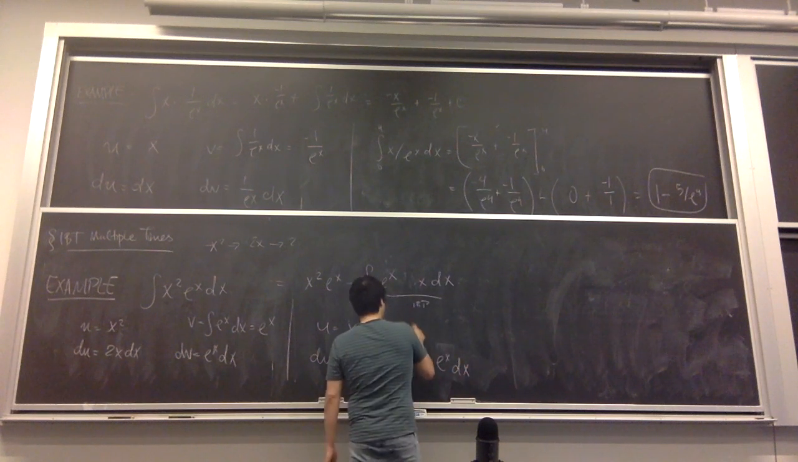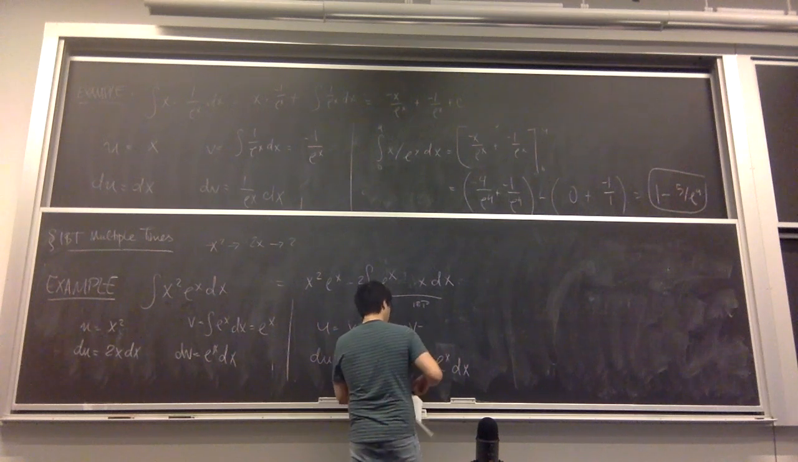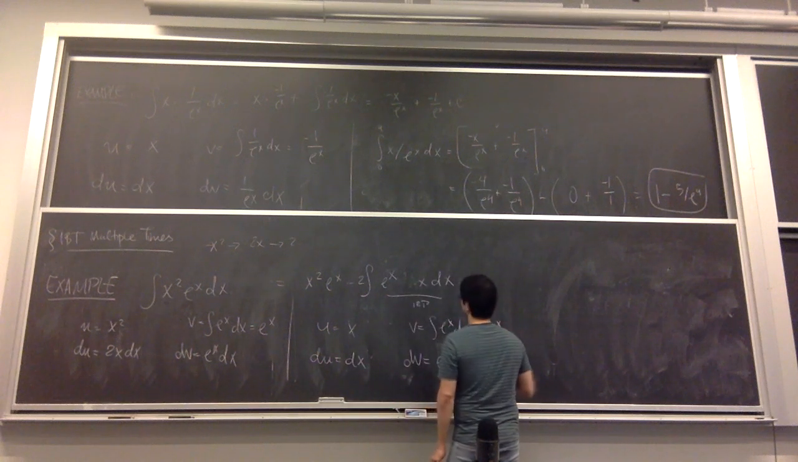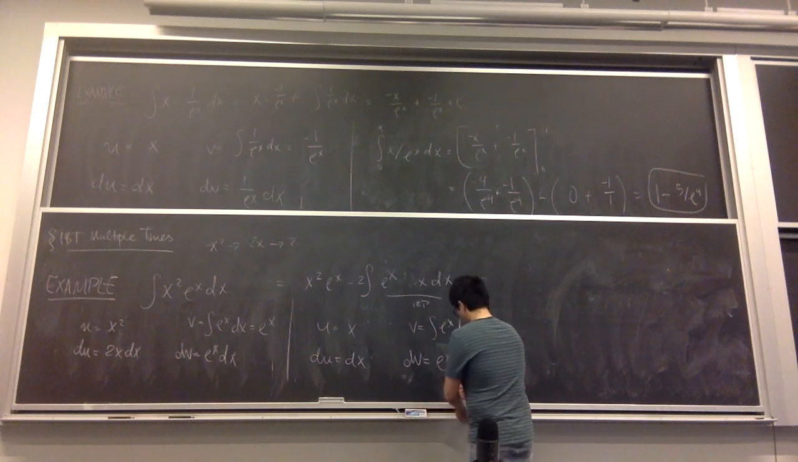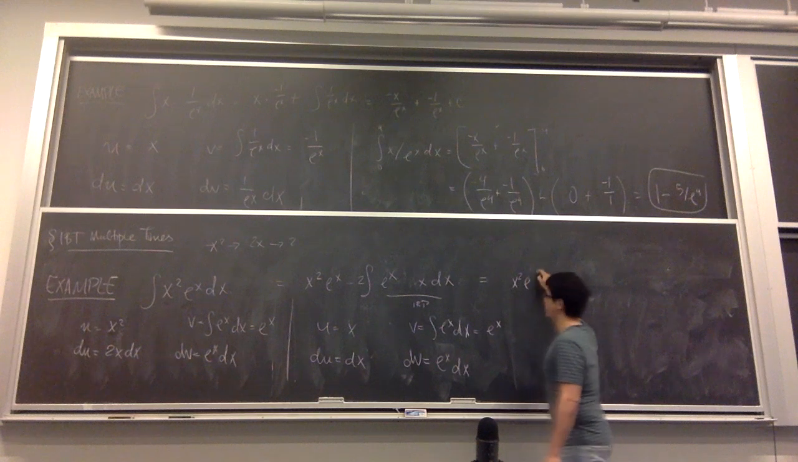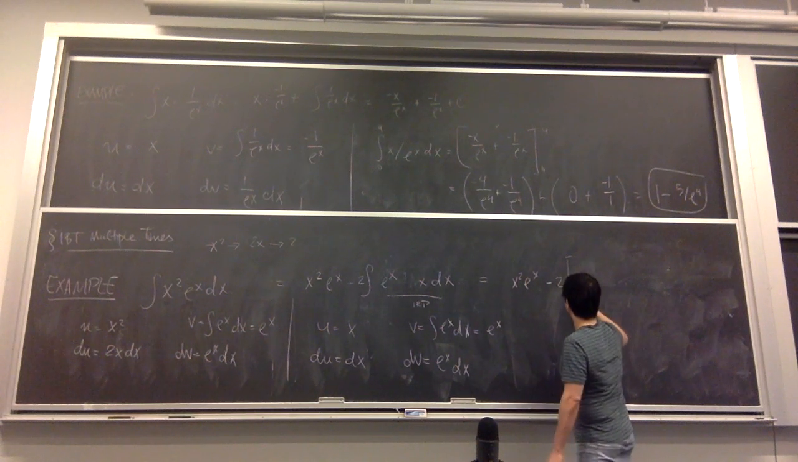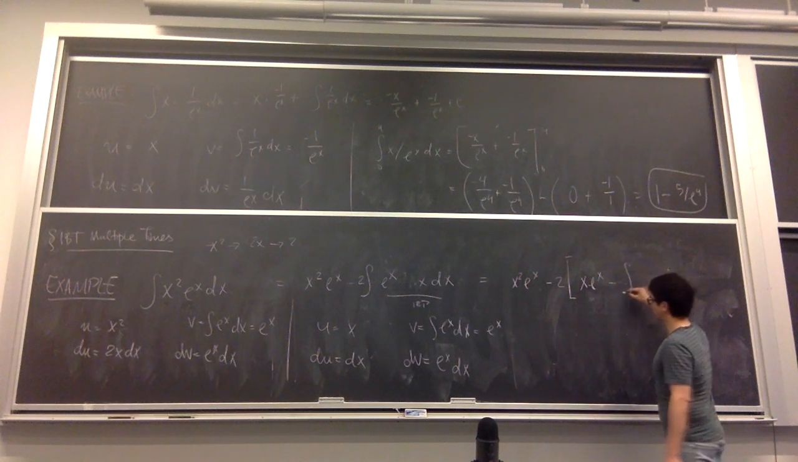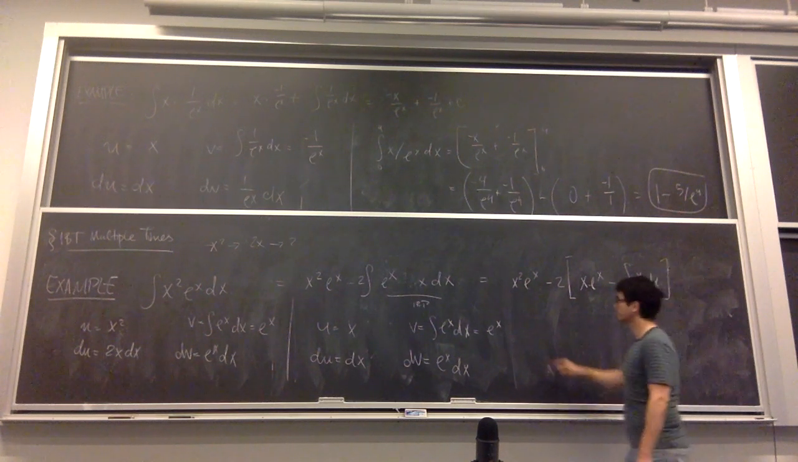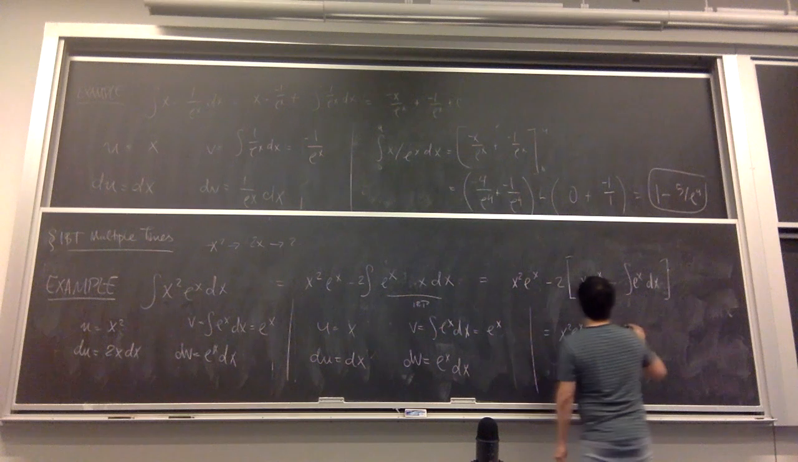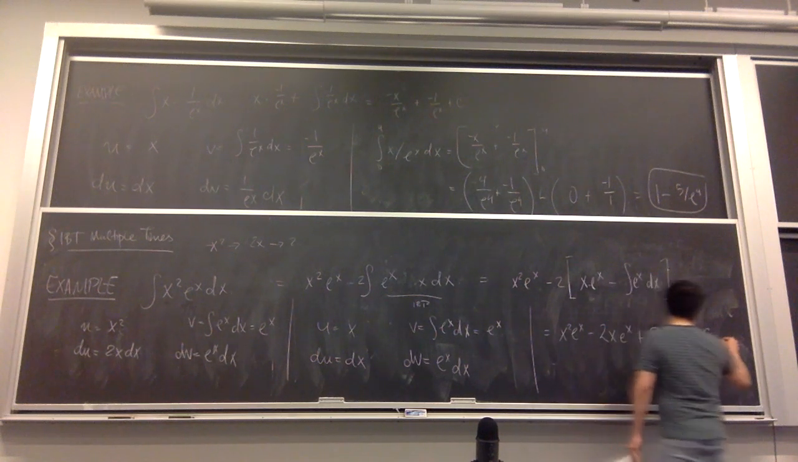What remains? v is going to be the integral of e^x dx, which is equal to e to the x. So this is going to be equal to x squared e to the x minus 2 times the integration by parts, uv, x e to the x minus integral v du. So this is actually equal to x squared e to the x minus 2x e to the x plus 2 e to the x plus c.